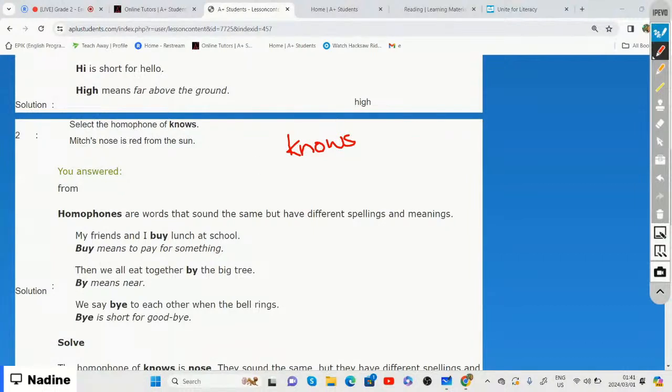So this word knows is like saying he knows something about you. He knows that you did whatever, you stole the money. And if we were to find the homophone of this word, then we will choose nose, which is nose. And it is this little thingy that we use to smell with, right, on our face. So these two words are homophones. Sounds the same, but the spelling and the meaning of the words are different. Nose, right?